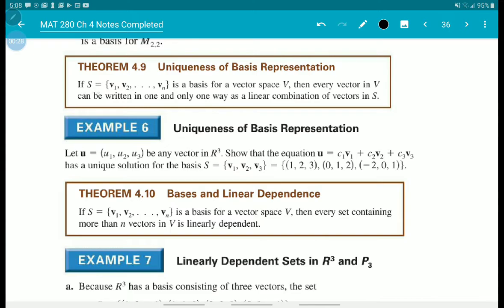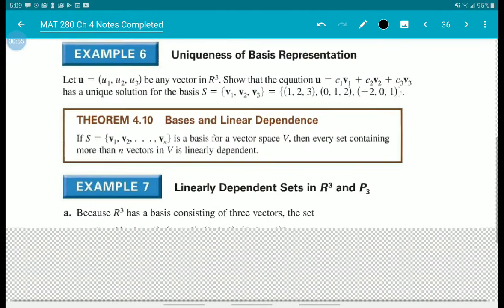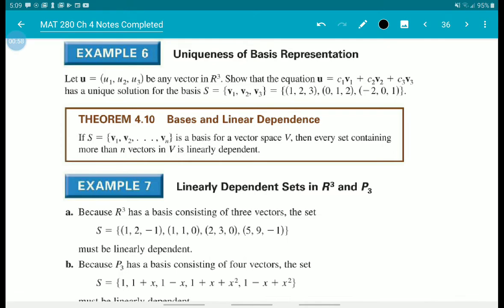So let's say we have a basis set S, so it's got V1, V2, all the way up to Vn vectors. This forms a basis for our vector space V. What that means is every vector in V can be written in one and only one way as a linear combination of all those vectors in S. So that's a pretty powerful theorem. What that's saying is that there's only one way each vector in that vector space can be expressed as a linear combination. So let's look at example 6.